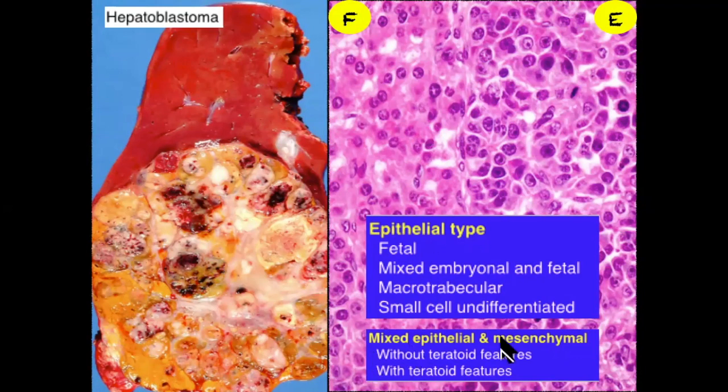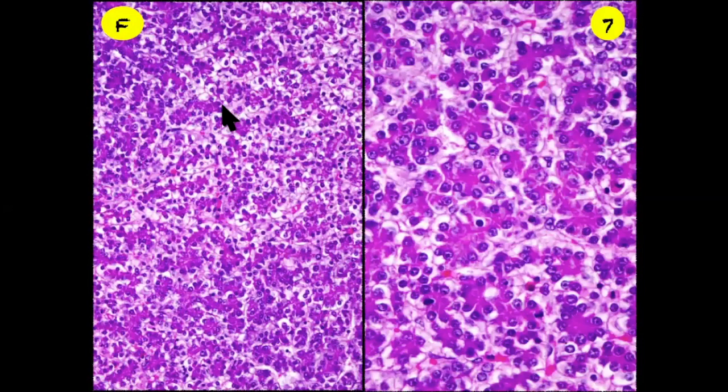Mixed epithelial and mesenchymal, where you see the epithelial and the mesenchymal component. In those cases, you have to look for teratoid features or rhabdoid features. So without teratoid features and with the teratoid features. So this is a case of fetal type of hepatoblastoma, okay, where you can see abundant eosinophilic cytoplasm, some focal clearing, sinusoidal pattern is seen. So this is an epithelial fetal type of hepatoblastoma.